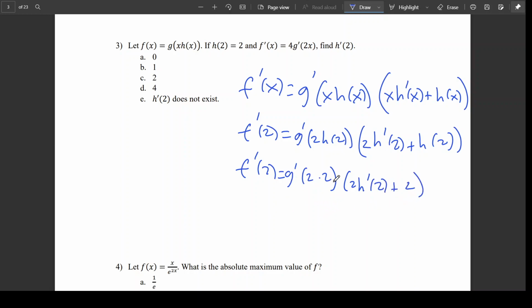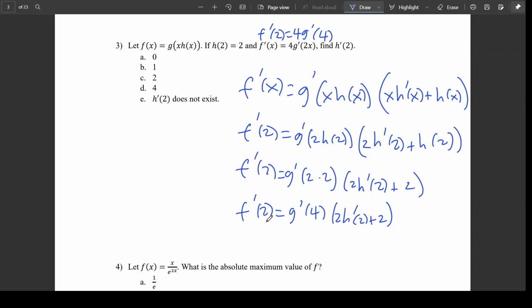And then we'll see, it's going to be 4, so f prime of 2 equals g prime of 4 times this 2h prime of 2 plus 2 stuff there. Now what we're going to do is say, okay, I know that f prime of x is equal to 4 times g prime of 2x, right? So I know that f prime of 2 is 4g prime of 4, right? Because if x is 2, then 2x is 4.